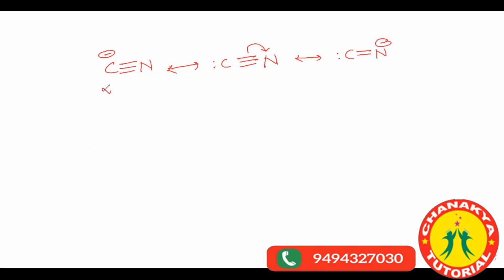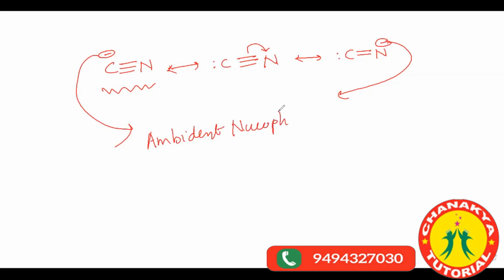If I take CN as a nucleophile, sometimes it may attack with carbon, sometimes with nitrogen, correct? Because carbon is negatively charged in one case, and nitrogen is negatively charged in the other. Such a nucleophile which has more than one donor site is called an ambident nucleophile. What is it called? Ambident nucleophile. Because it can donate electrons in both ways, either from carbon or from nitrogen.